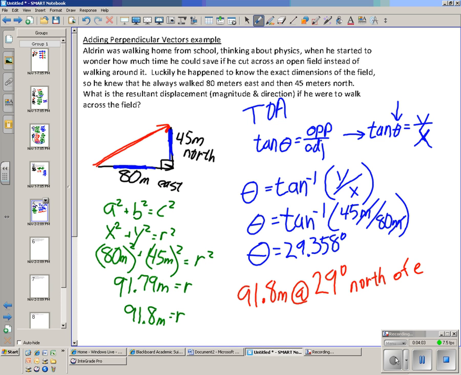Now, to take a moment to check our values, do these seem reasonable? Well, 91 is larger than 45 or 80 individually, but it is smaller than the two of them added together, so that is pretty nice. 29 degrees is smaller than 45, and that makes sense because that is the angle right here that is opposite of the y, and the y is clearly the smaller of the two legs of the triangle. So that also checks pretty nicely.